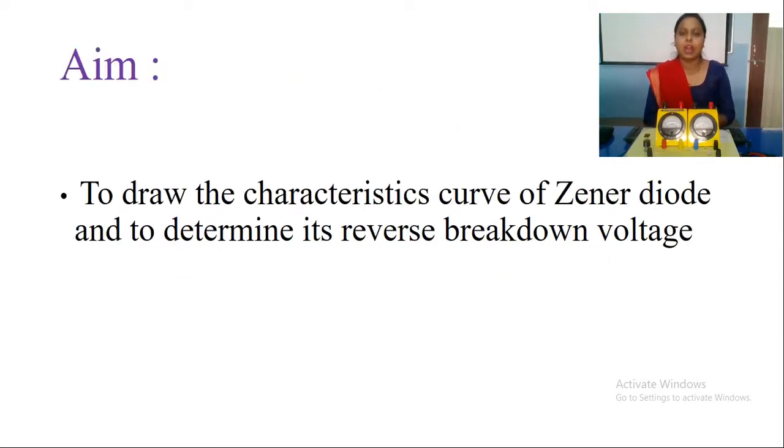Firstly, you have to know why we are doing the experiment. That is the aim of this experiment: to draw the characteristic curve of Zener diode and to determine its reverse breakdown voltage. As in a PN junction diode there is one knee voltage, when you know about the theory, you will know what is meant by reverse breakdown voltage and what is meant by knee voltage. In particular, it is the reverse breakdown voltage we are going to calculate here, and we are going to study the characteristics of the Zener curve. So this is the aim of this experiment.